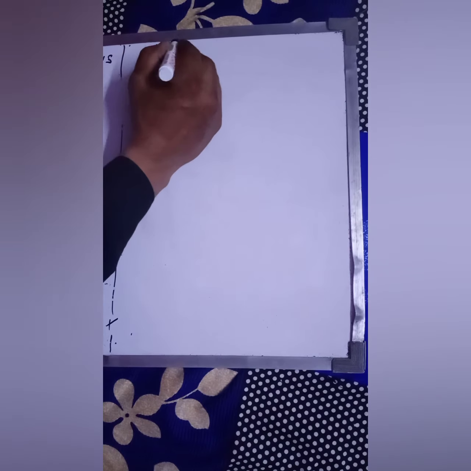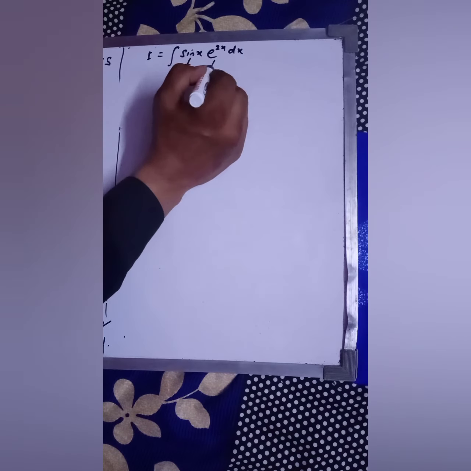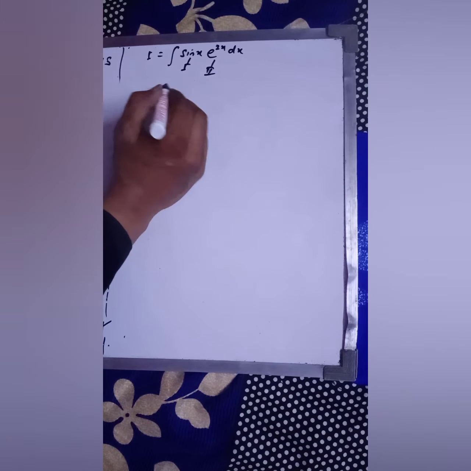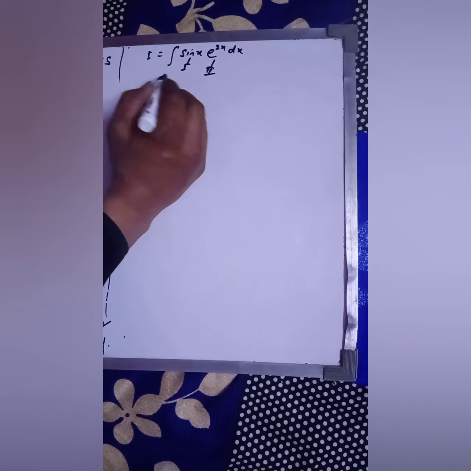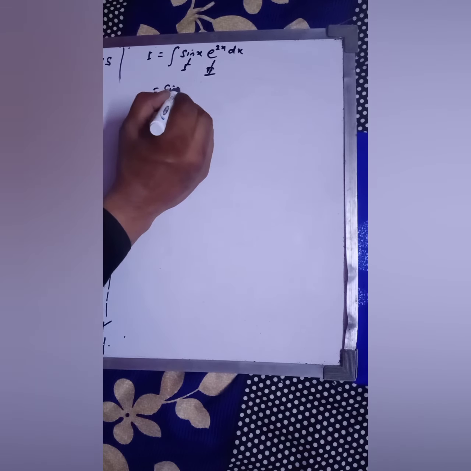Now see, now your I is integration of sin x and e raised to power 2x into dx. So this is your first function and this is your second function. So according to the ILATE rule, your first function will remain the same.